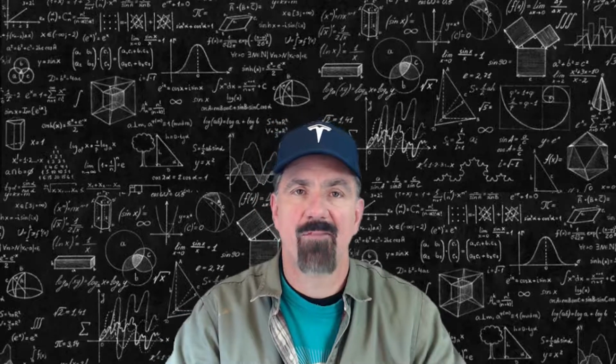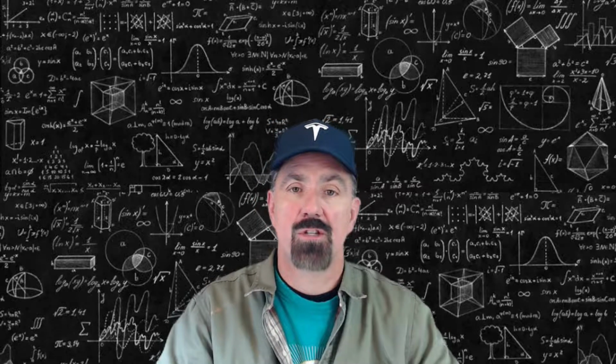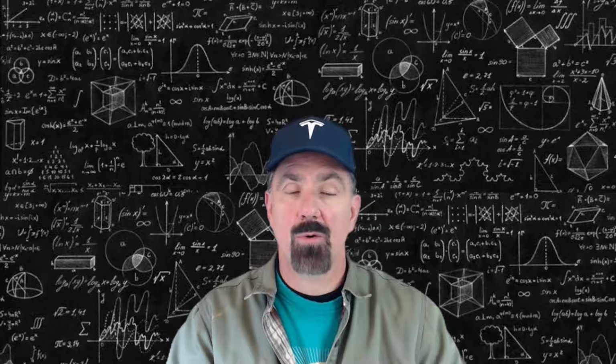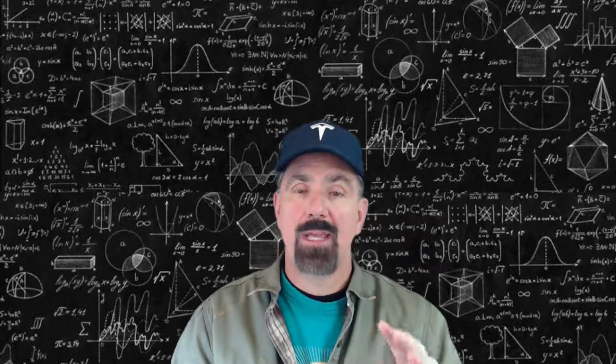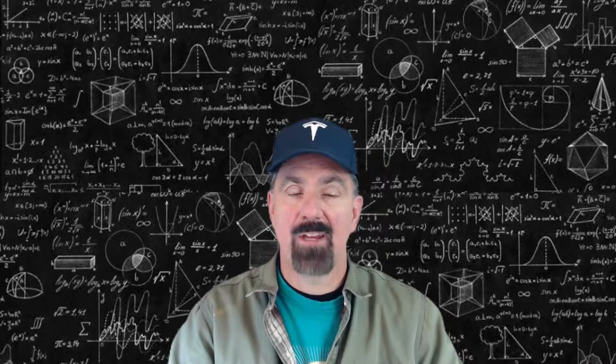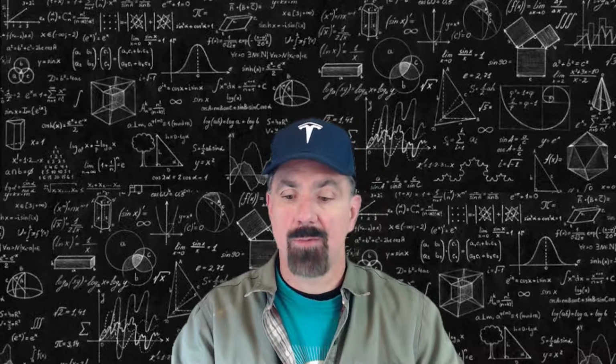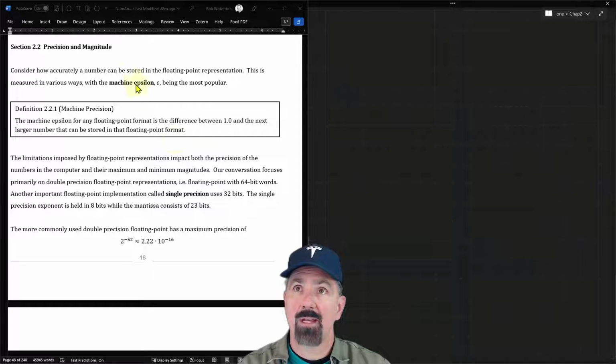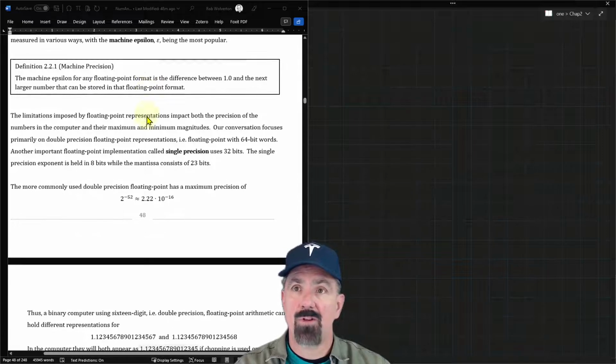Hi, ladies and gentlemen. We have moved on to section 2.2 in the textbook. We're going to talk about how we can use the 64-bit representation that we have inherent with double precision arithmetic. So starting in, we have the conversation about machine precision. We've already discussed this in class, so this is somewhat of a review for you.